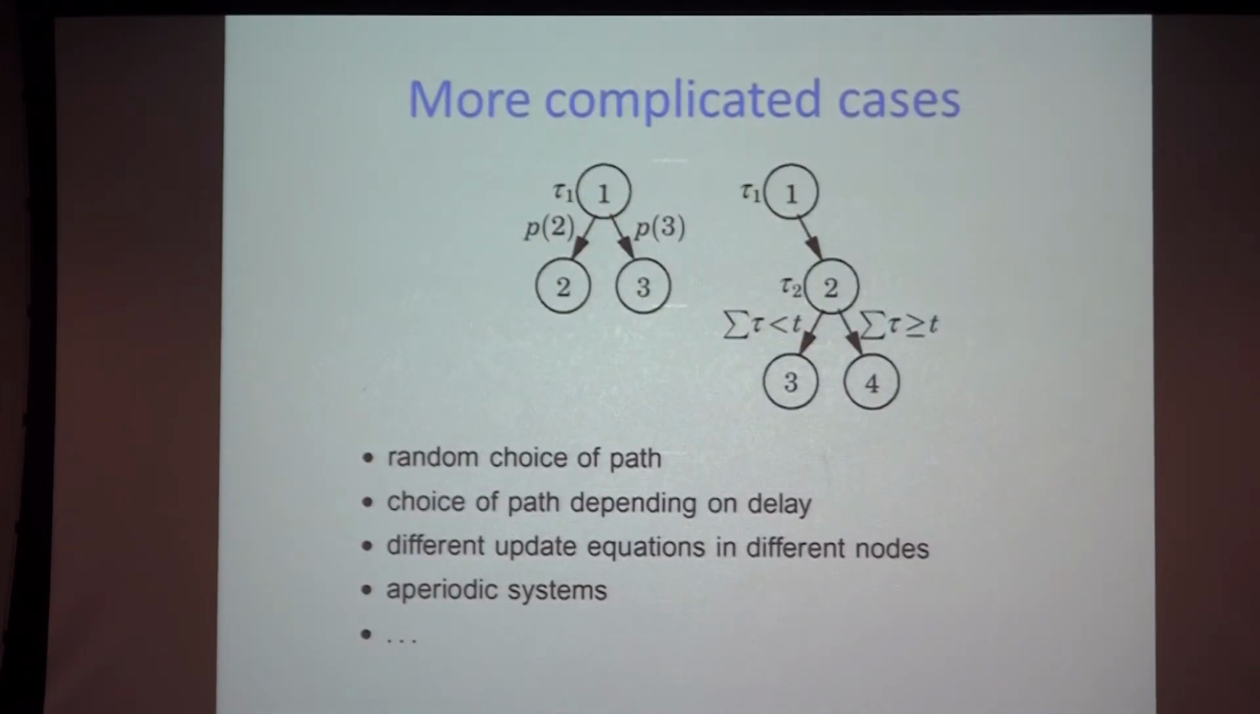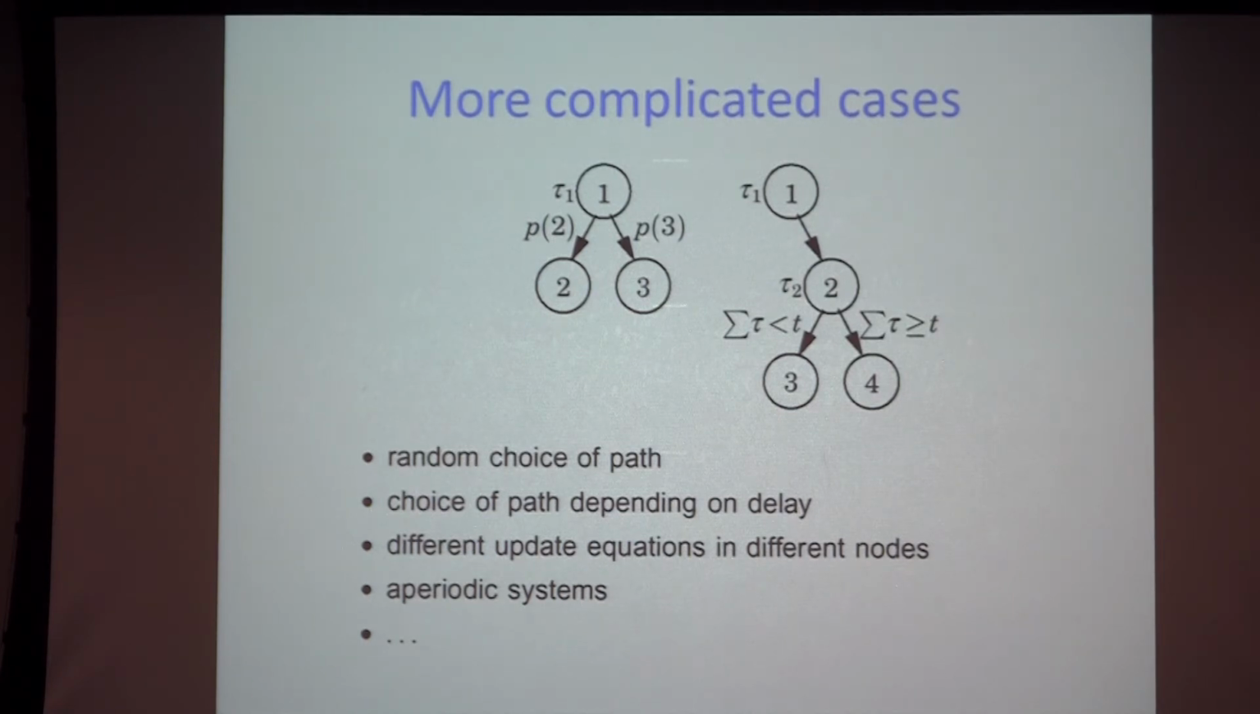Then we can have more complicated cases. In the automaton, we can have random choice of path here. We can also have a choice of path that depends on the delay from the start, so to say. And we can have update equations in the different nodes that are a function of the actual delays. So we can implement delay compensation and see what performance you get out of that.